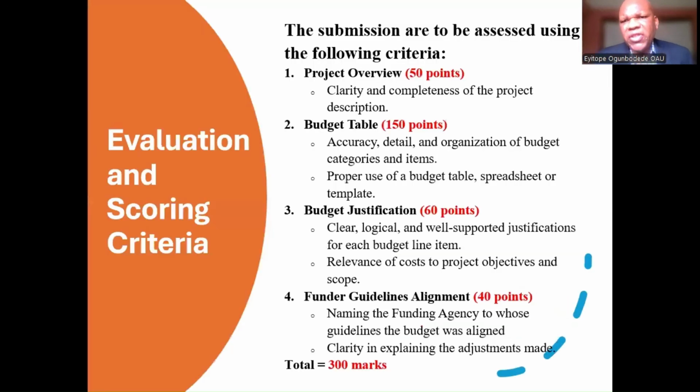Now, let us go to the evaluation of this practical. The submissions are to be assessed using the following criteria. 1, the project overview, that will be 50 points. The budget table, that will be 150 points. The budget justification will be 60 points. The alignment to the funders' guidelines will be 40 points. And then the total will be 300 points.